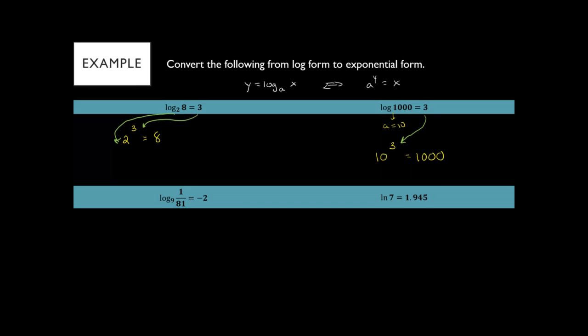So we can do logs even with fractions. I've got log base 9 of 1 over 81 equals -2. So our base is 9, and it's equal to -2. The log gives us our exponent, so that's -2 on the 9 as the exponent. And then that's equal to 1 over 81.